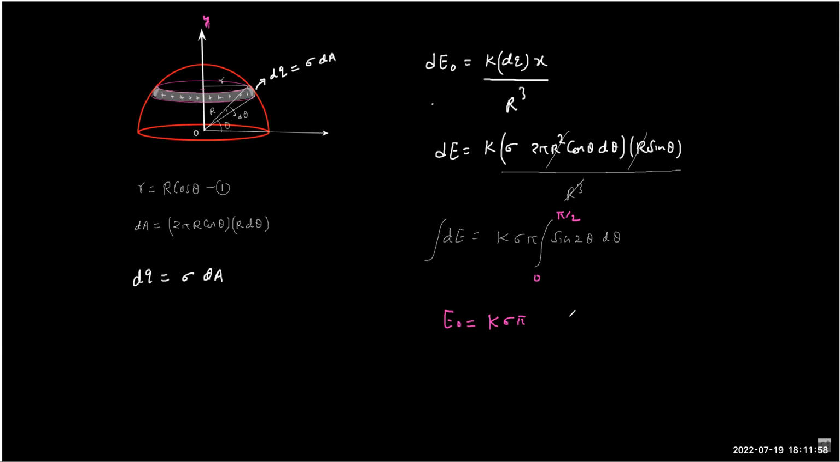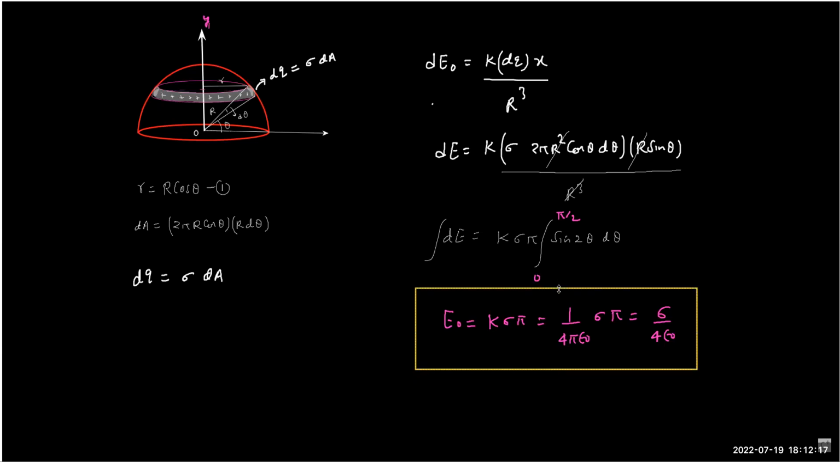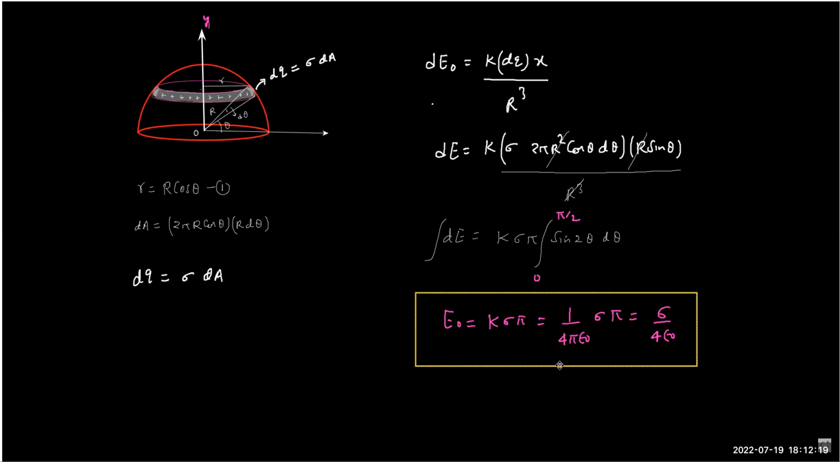So having this answer, we can add 1 by 4 pi epsilon naught into sigma into pi, and this turns out to be sigma upon 4 epsilon naught. So this is the answer. This is the electric field value at O.